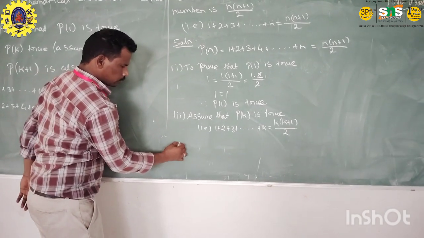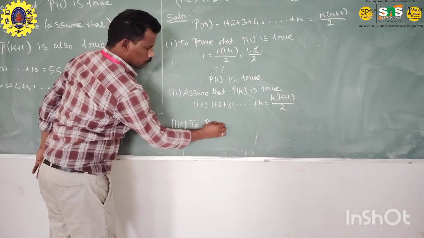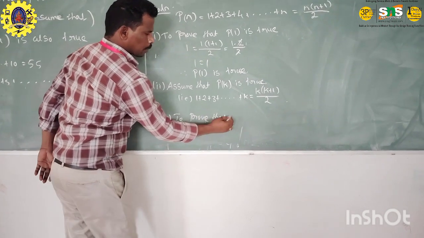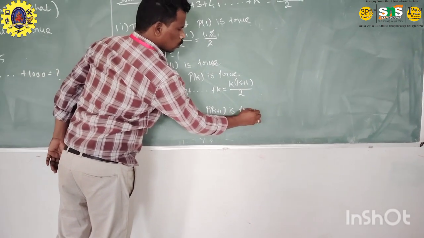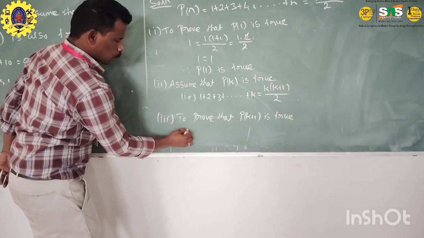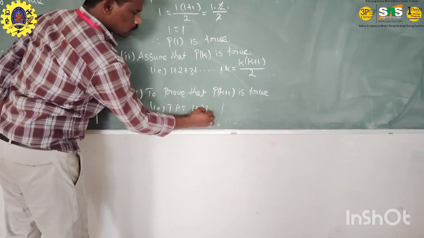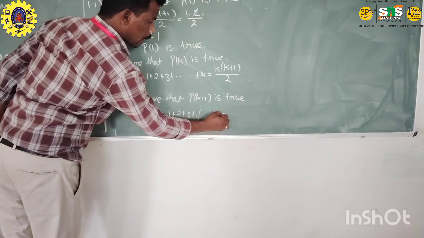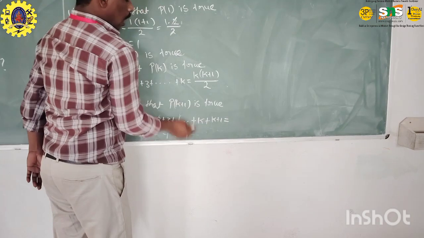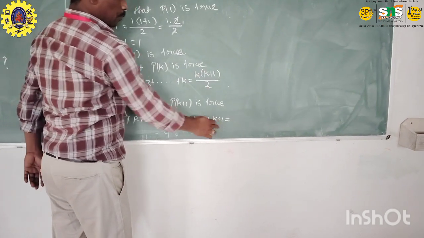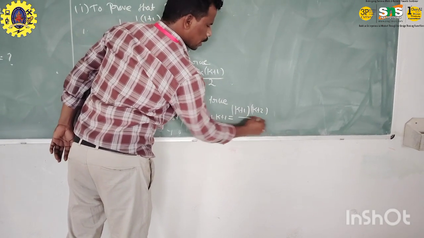The third step is to prove that P of k plus 1 is true. That is, to prove that the sum 1 plus 2 plus up to k plus 1 equals, since up to k is k into k plus 1 by 2, up to k plus 1 is k plus 1 into k plus 2 by 2.